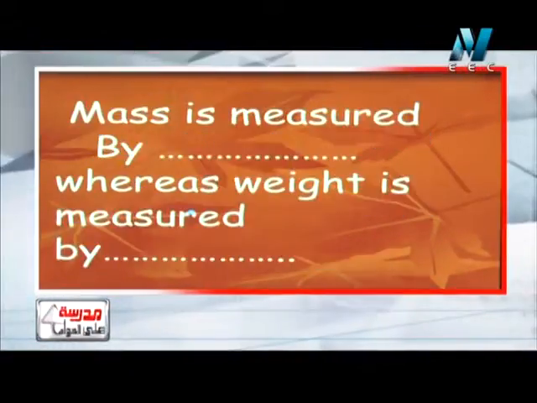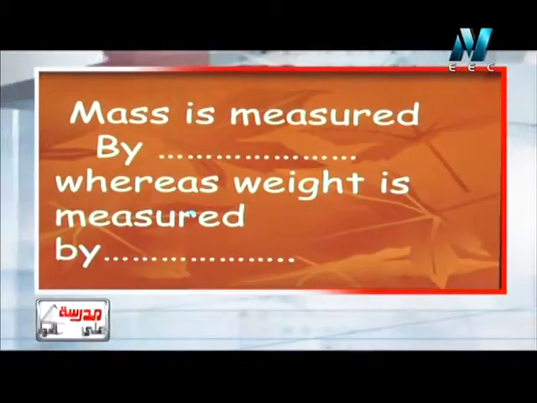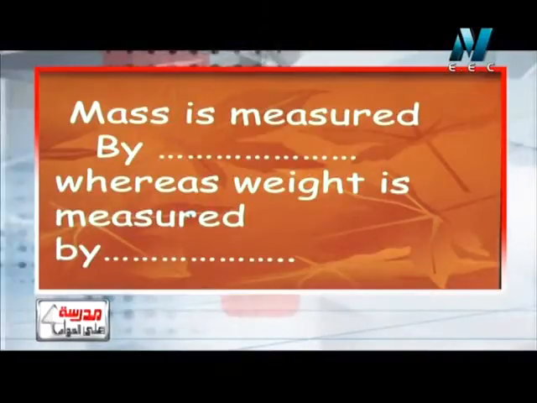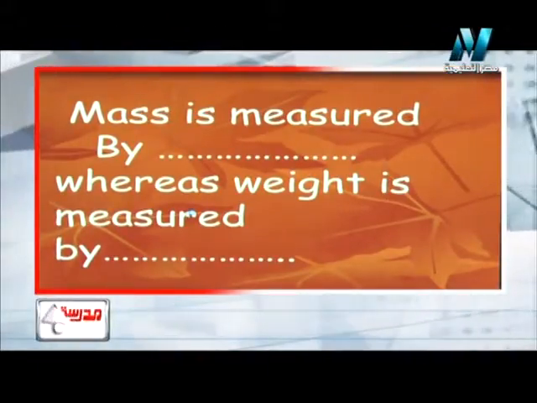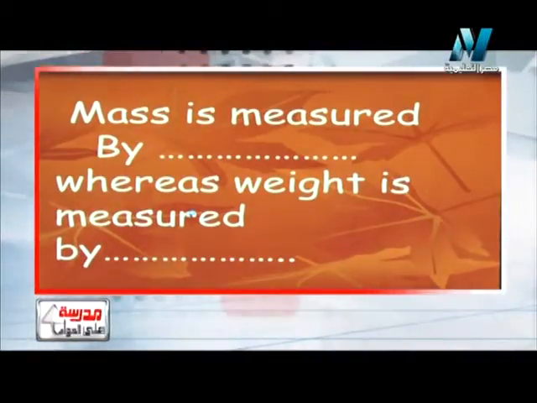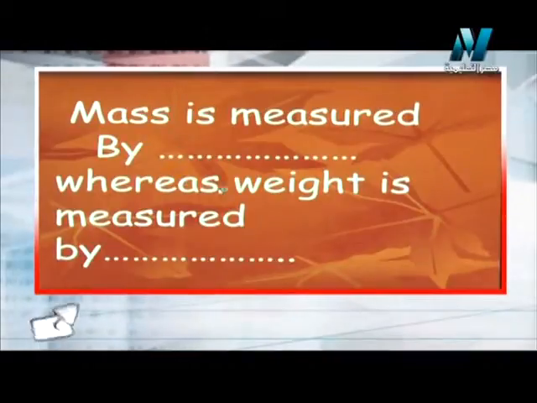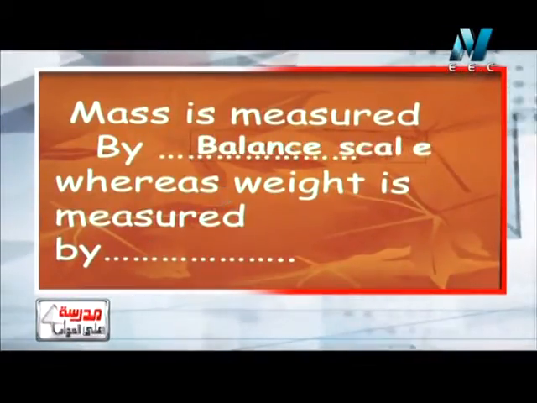Okay. Another question. Mass is measured by what, whereas weight is measured by what? Measured by هنا أنا عايز الجهاز، لكن لو قلت measured in يبقى عايز اليونت. Again, measured by عايز الجهاز، لكن measured in عايز اليونت. Measured by, we have many examples of balances that are used in measuring mass. أجهزة كتير جدا بنسميها الموازين.